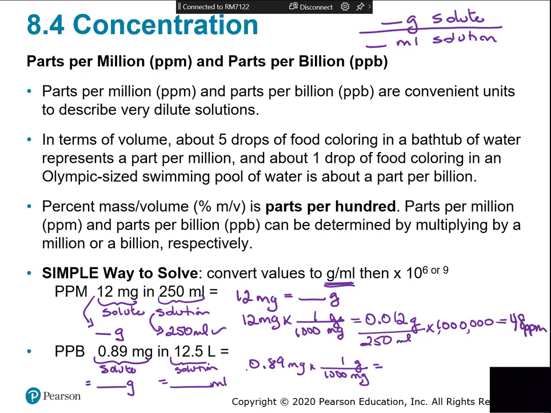We do this, 0.89 divided by 1,000. That would be 0.00089 grams. 0.89 divided by 1,000, right? So 0.00089 grams. Now I've got to convert the volume.